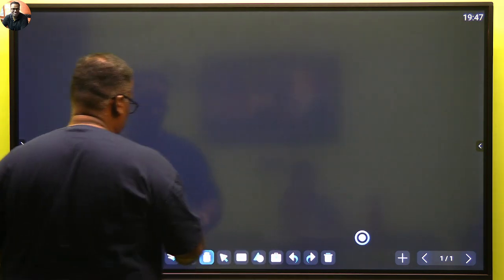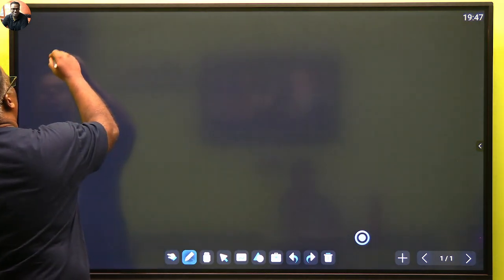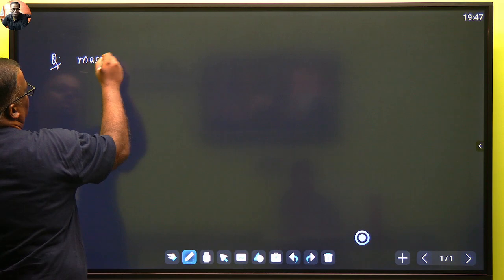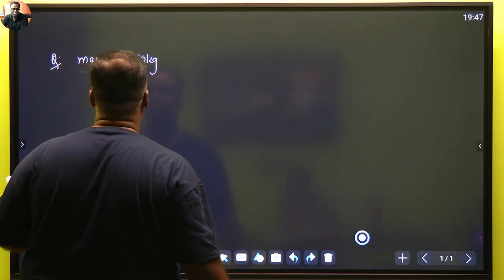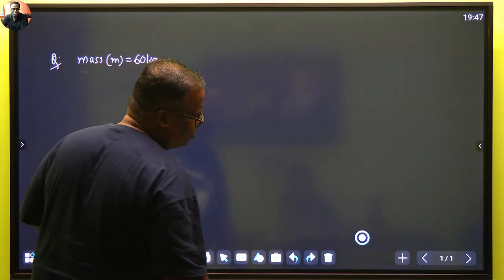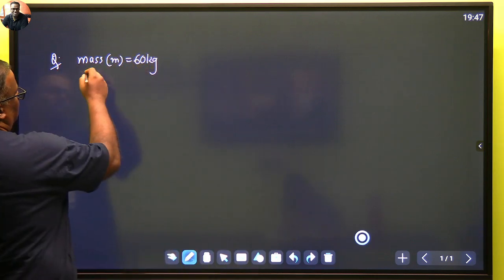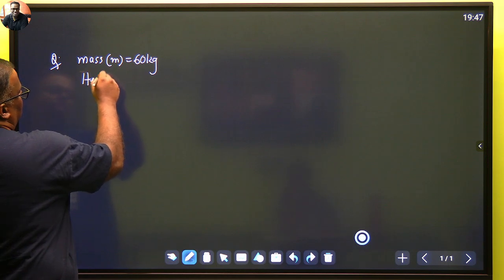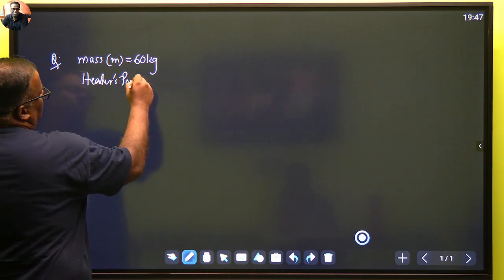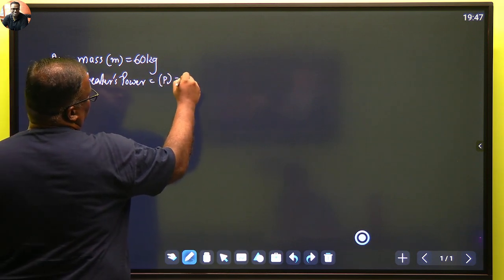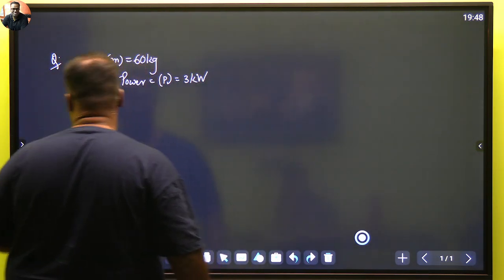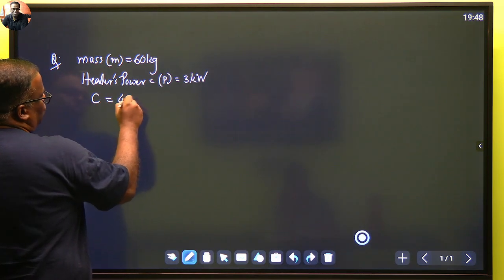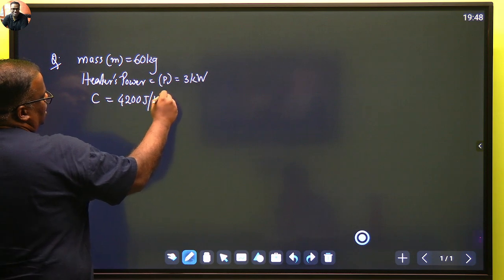So let's do this question. A tank holding 60 kg of water. Okay, so I'll write the data now. The mass m is equal to 60 kg. The tank holding 60 kg of water is heated by a 3 kW electric heater. Your geysers are usually 3 kW, like a typical instant geyser. So the heater's power P is equal to 3 kilowatt, an immersion heater. The specific heat capacity of water, C, is equal to 4200 joules per kg degree centigrade.